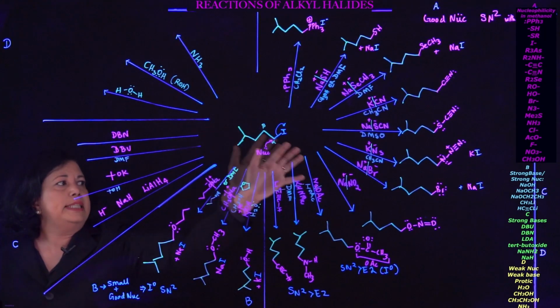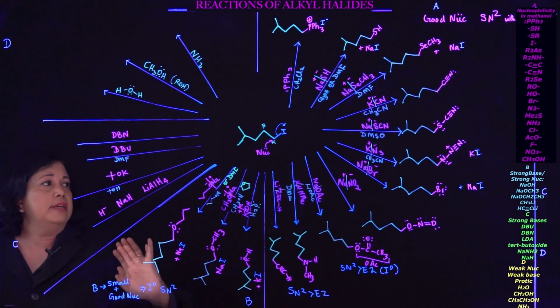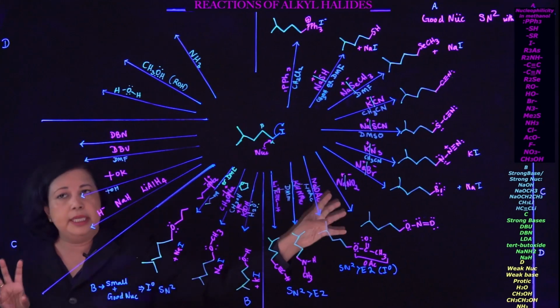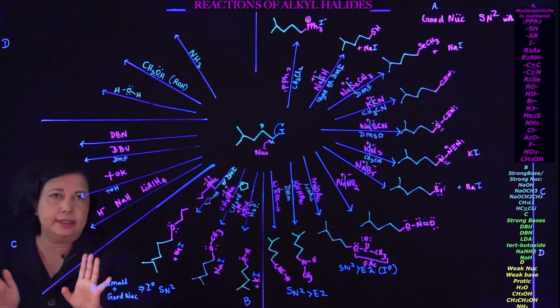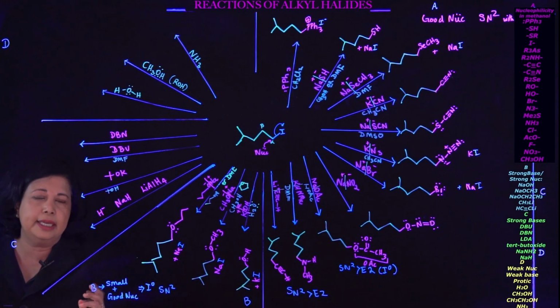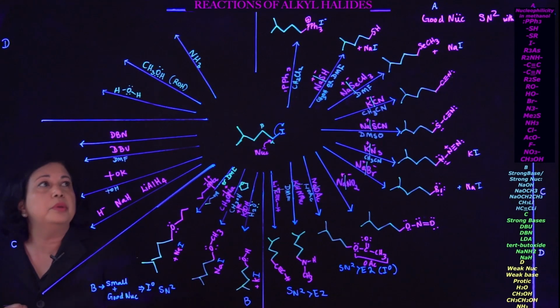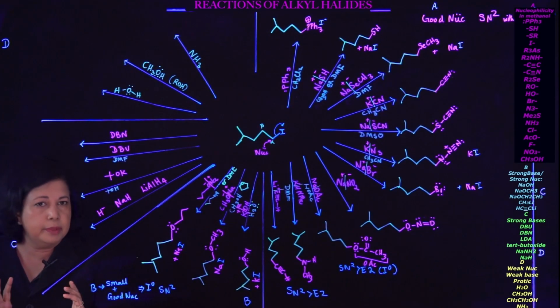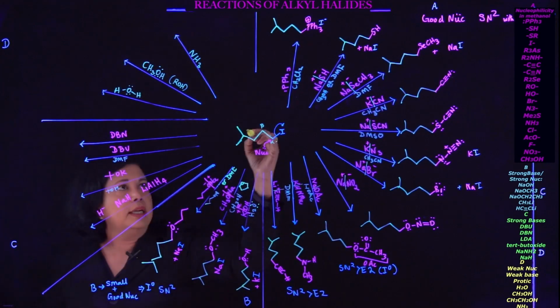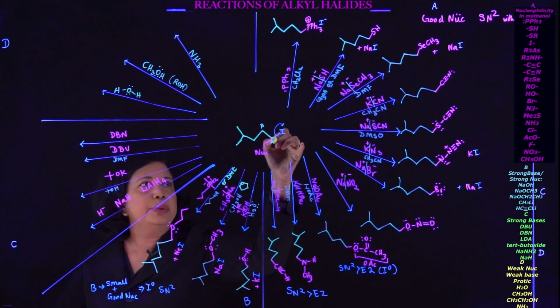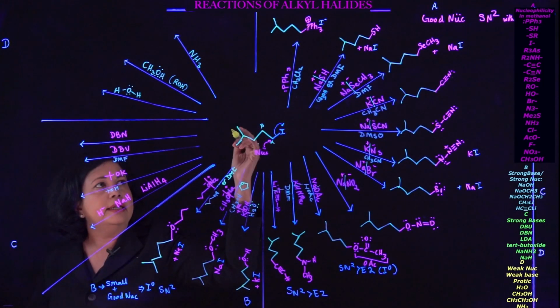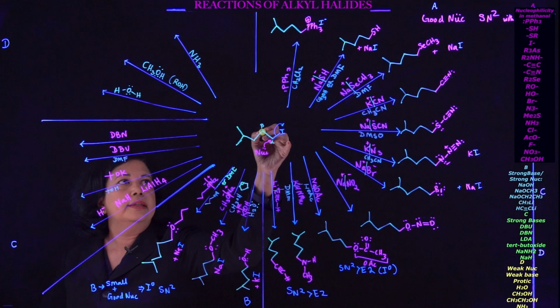Let's look at what C group of bases can do. These are very strong bases. C group of bases, they're only bases. They're not going to do a backside kick if they can help it. They're just going to grab a proton and run. And where will they grab the proton? Always and only from the beta. And that too, it has to be aligned 180 degrees to the iodide. So let's say you have a hydrogen here, it's going to go with the hydrogen.